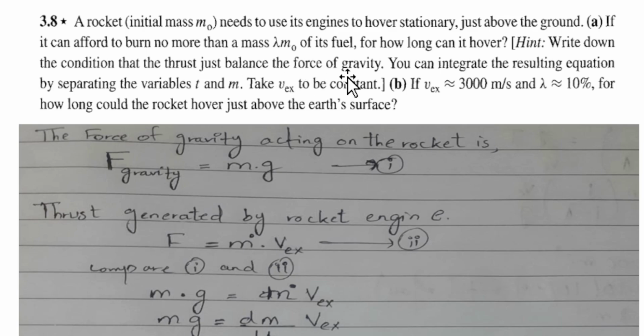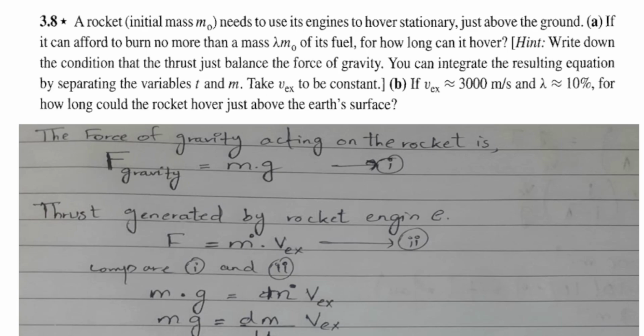Here the thrust is from the engine, and using this thrust we have to balance the force of gravity. After that we have to integrate with respect to time and mass individually, taking the exhaust velocity to be constant. After finding the equation we have to put in some specific values of exhaust velocity, and this is the lambda value, which is also the limit of fuel. And for this we have to find how long the rocket could hover just above the ground.